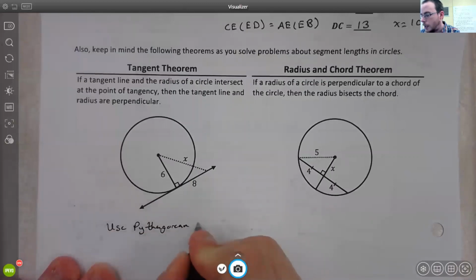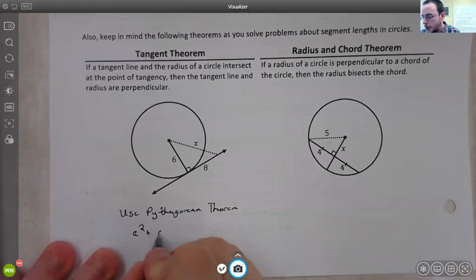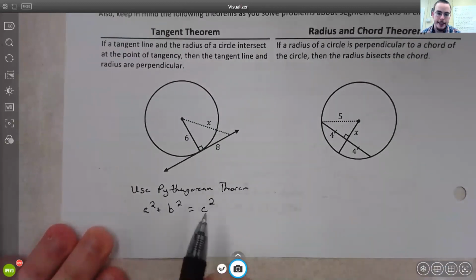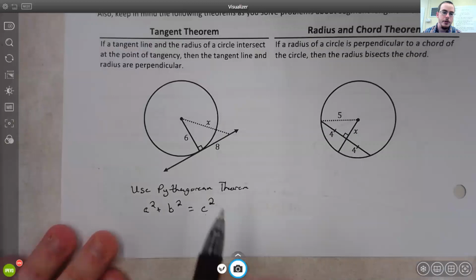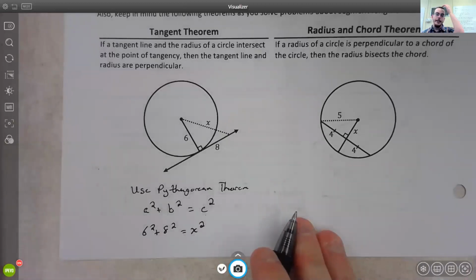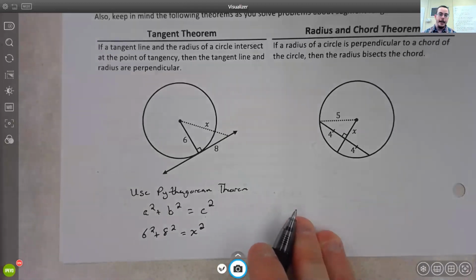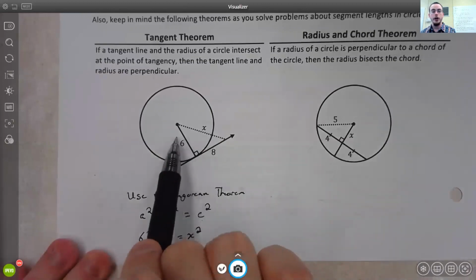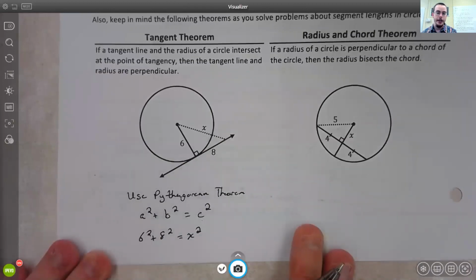And remember, your Pythagorean theorem is a squared plus b squared equals c squared, where a and b are your legs and c is the hypotenuse. So in this case, you would have 6 squared plus 8 squared equals x squared. And if you work that out, you would find that x is equal to 10. So in some cases, you will have something that looks like this.